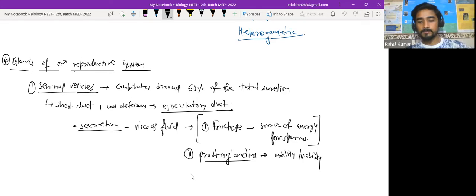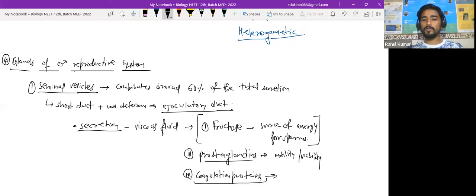So that's the difference. Third thing that seminal vesicles secrete, write down, is coagulation proteins. So this part is not in NCERT, but is important. You should know, like it's the third thing. So I just do not want to skip this. I will not spend much time on this.